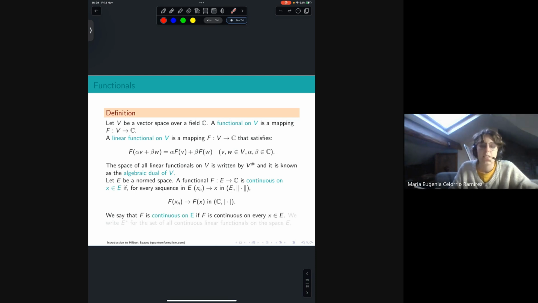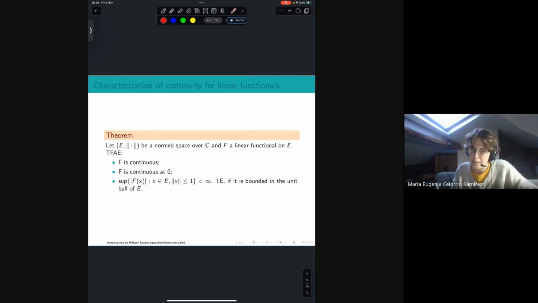We say that a functional is continuous on E if it is continuous on every single element of E. And we write E star for the set of all continuous linear functionals on the space E.